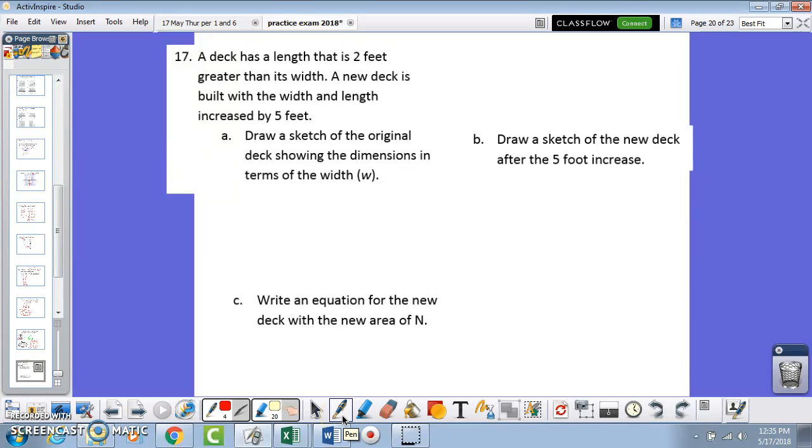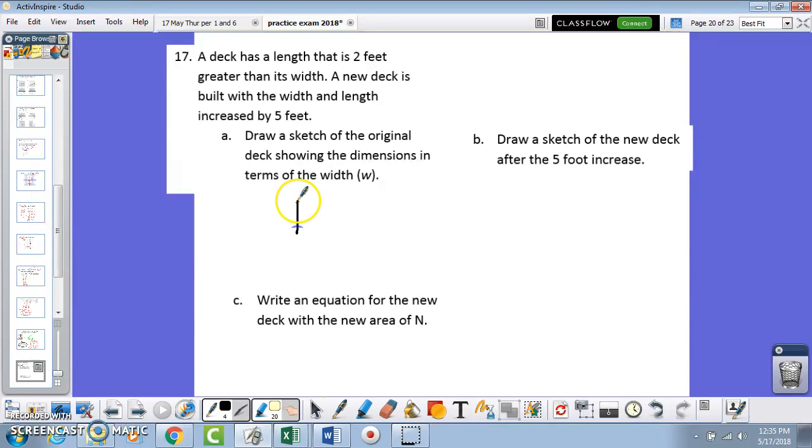All right, number 17. Now this one's a little tricky. A deck has a length that is 2 feet greater than its width. A new deck is built with the width and length increased by 5. So it's this problem we're talking about: an original deck, which is going to go here, and then this new deck, which is going to go over here.